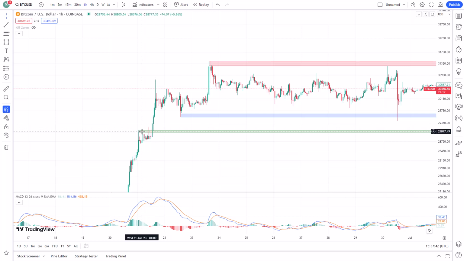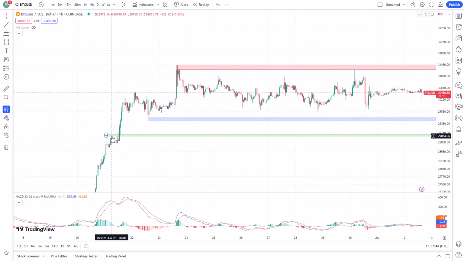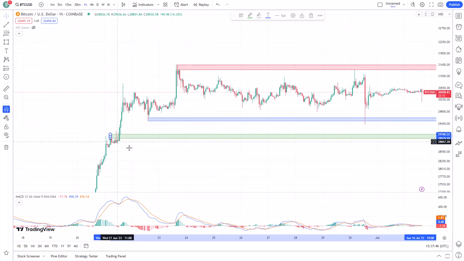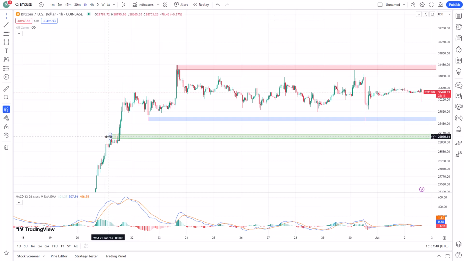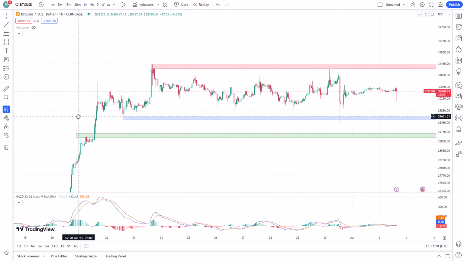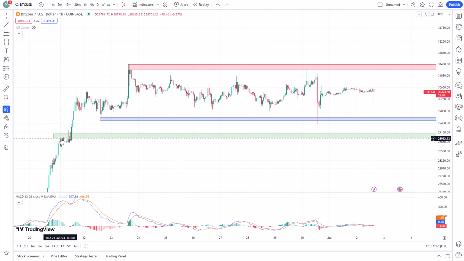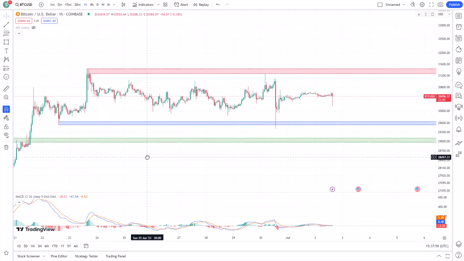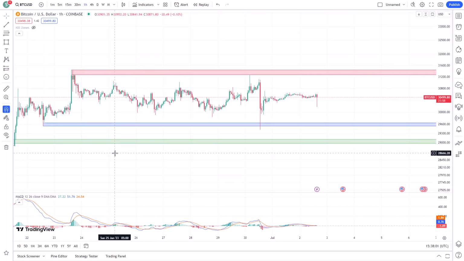The green zone is actually made by two semi-equal highs, which are like this, scaled like this, and if I extend it to the left side, it will be more clear to you that these two equal highs were taken and the price never came back down below it. So it actually happens to become a really strong support level.